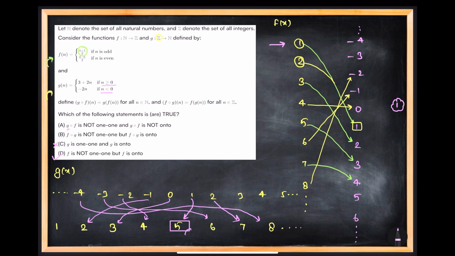Meaning if you give input as 1, the output of g of f of x will be 5. Okay, and if you give input as 2, again f function will produce output as 1, and that output will be consumed by g and it will produce 5. Meaning there are two inputs for which g of f of x will produce 5. So 100% g of f of x is not one-one. Okay, and they are saying that it is not onto, meaning codomain is not equal to range.